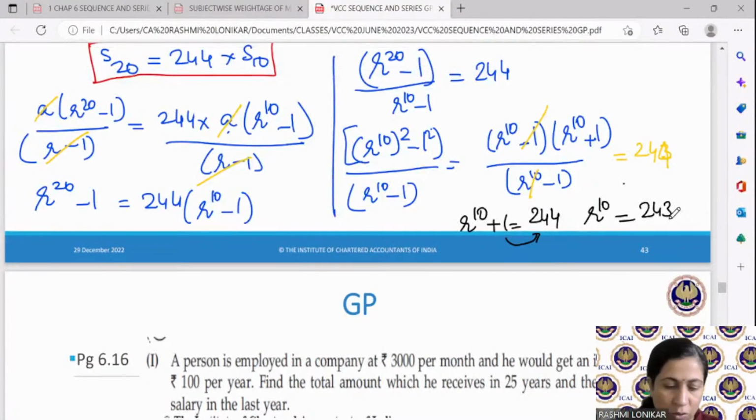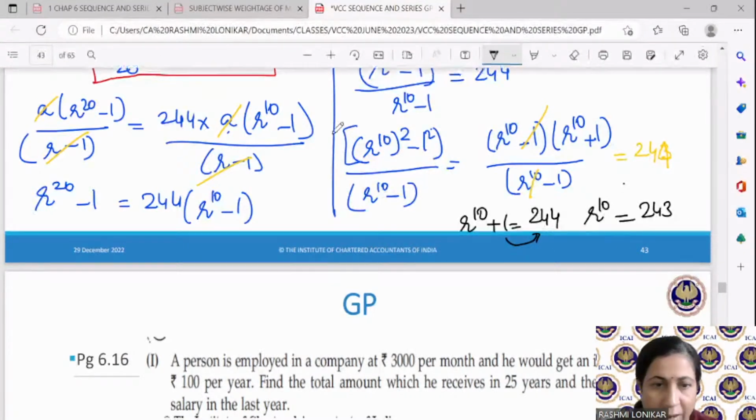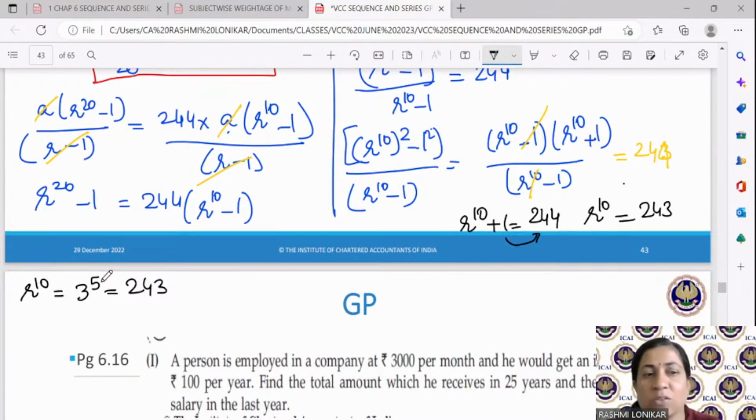3 into 1, 2, 3, 4, 5, 6. No, it is not coming. So in here, at 5 only, I'm getting 243. This is very interesting. So 3 raised to 5 is equal to 243. So r raised to 10 is equal to 3 raised to 5.